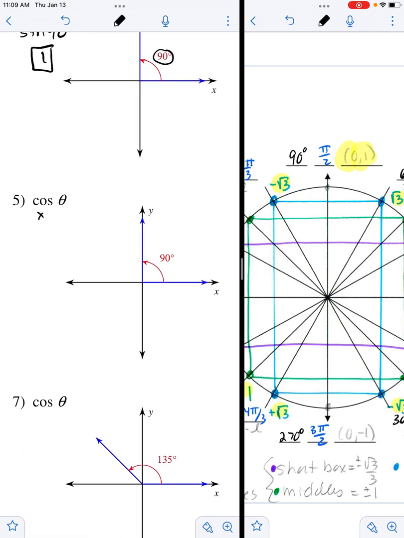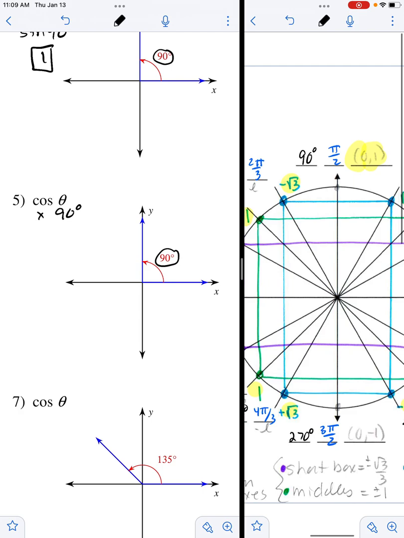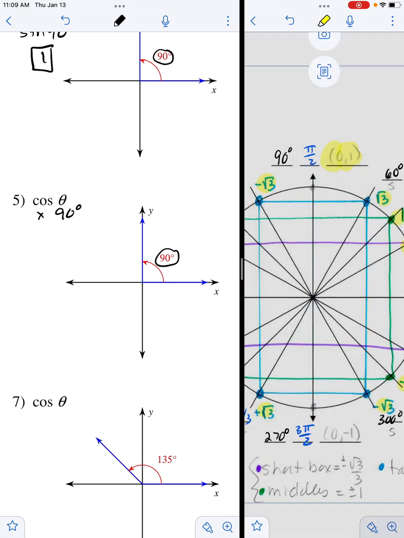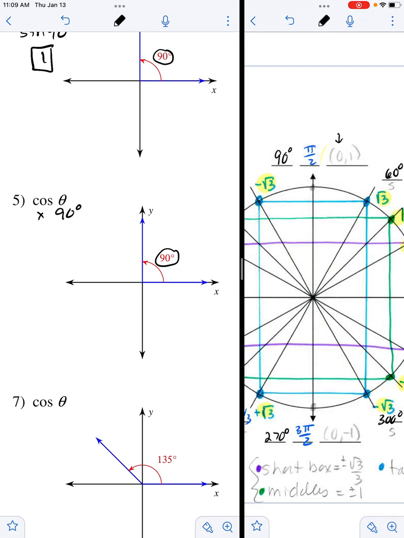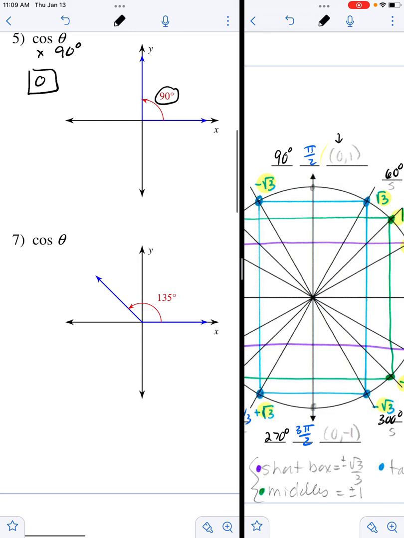Cosine is x, and again, 90. So it's asking for the x value at 90. I'm looking up there right now. I can see that the x value at the top of the circle, or 90 degrees, is 0. So my cosine value is also 0. All right, how about 7?